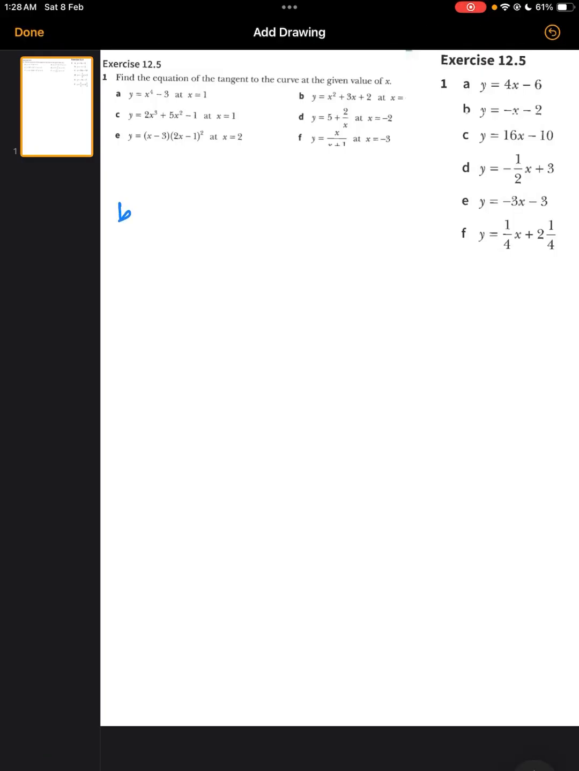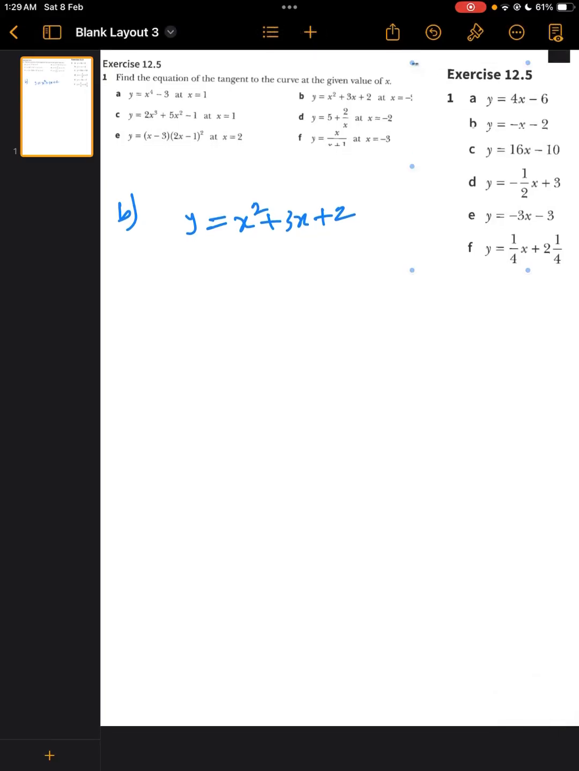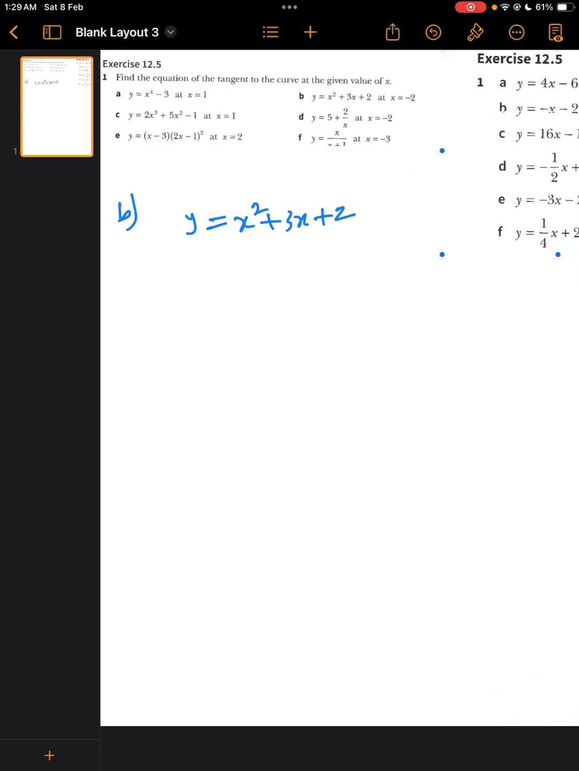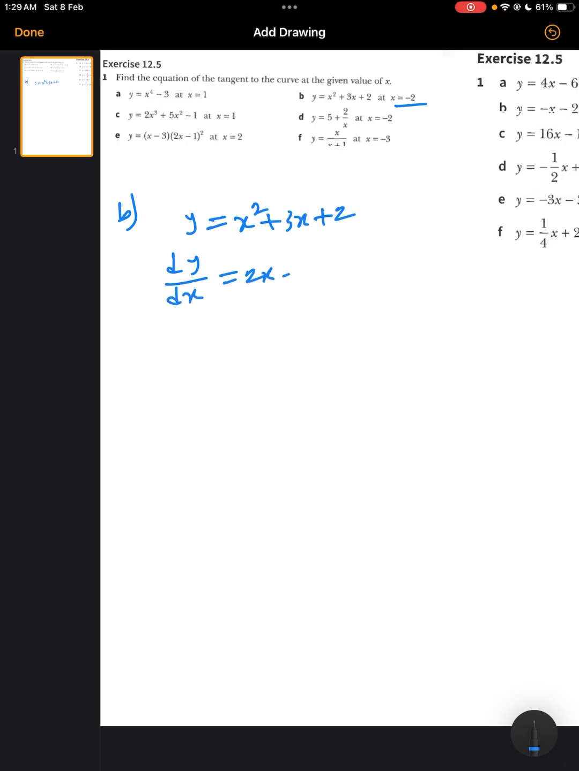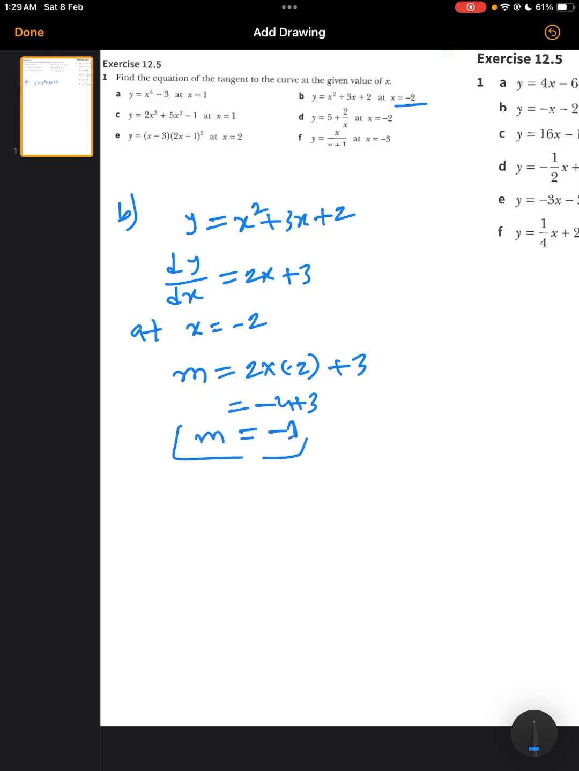Now, number B. y is equal to x squared plus 3x plus 2. The point x equal to minus 2. Okay, no problem. At first, gradient dy/dx of y, so 2x plus 3. At x equal to negative 2, the value of m would be 2 times negative 2 plus 3. So minus 4 plus 3 would be minus 1. So I get the m value here.